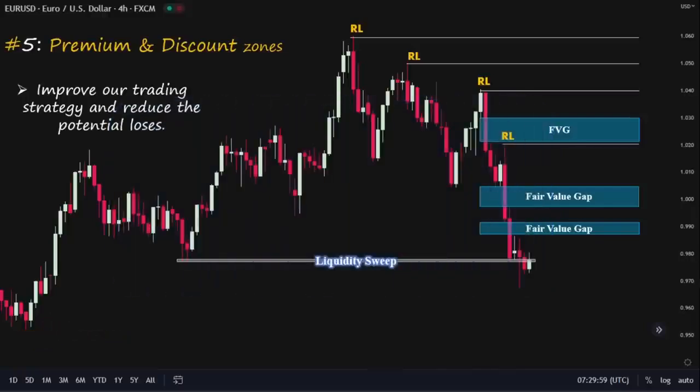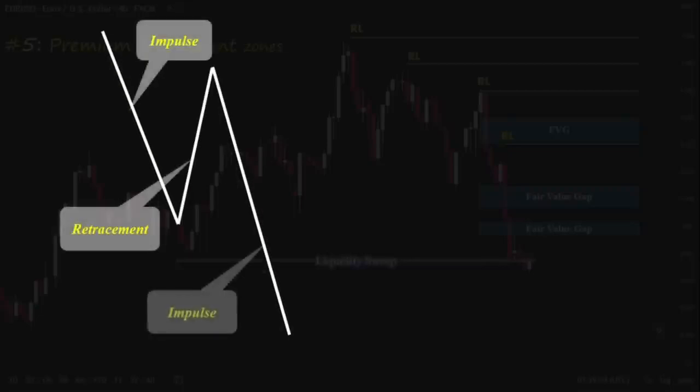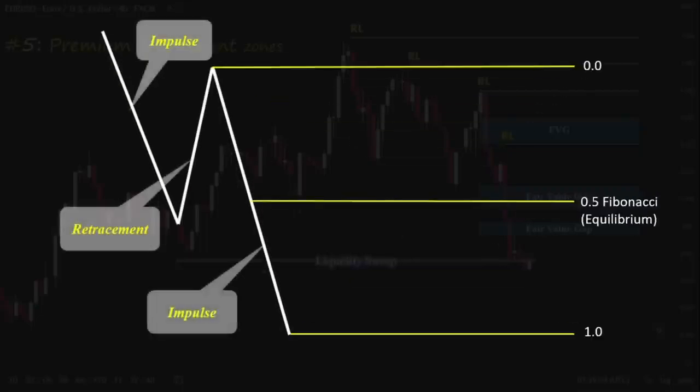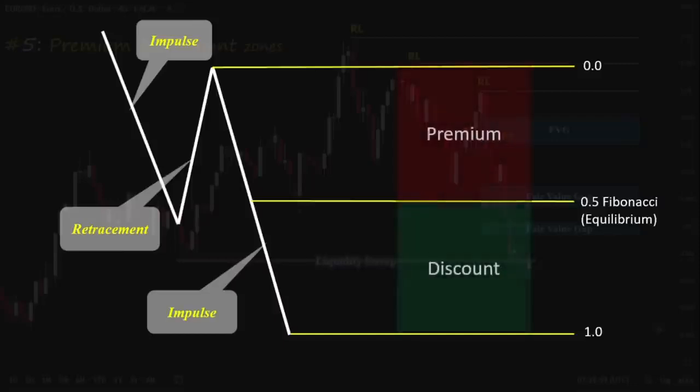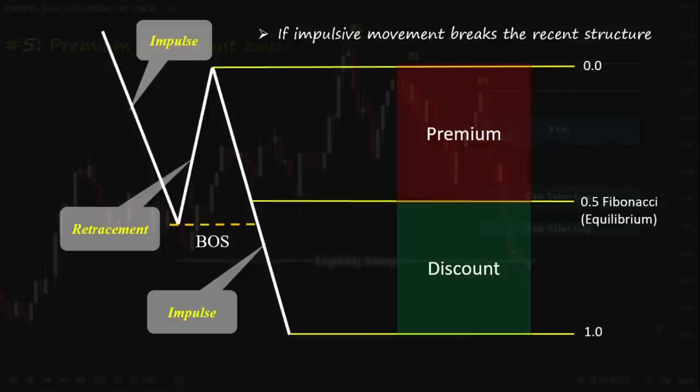To determine whether the price is in premium or discounted, we may use the Fibonacci tool by connecting the swing high and swing low of the price. The zone located under the 0.5 Fibonacci level is known as the discount zone, and the zone placed above the equilibrium line is known as the premium zone.